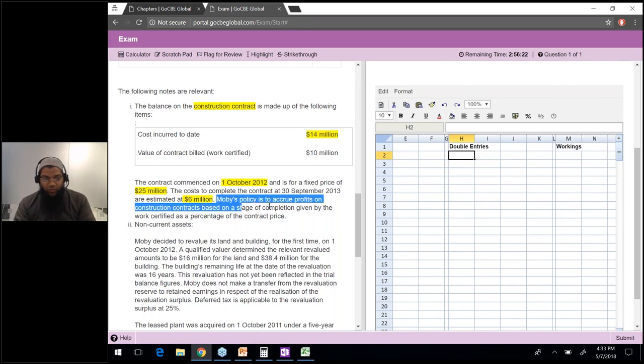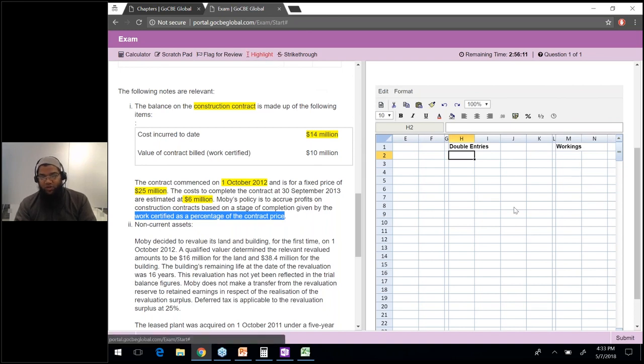The company's policy is to accrue profits on construction contract based on the stage of completion given by work certified as a percentage of the contract price. So what we are going to do, this is a question relating to IFRS 15.